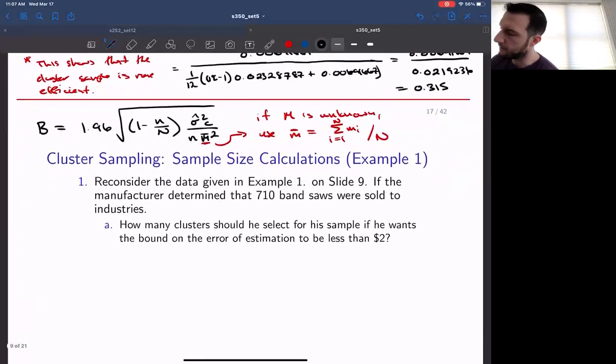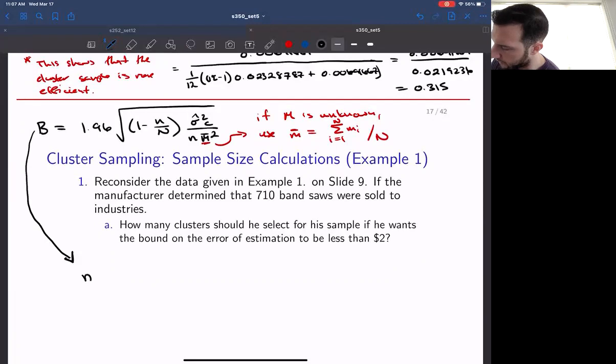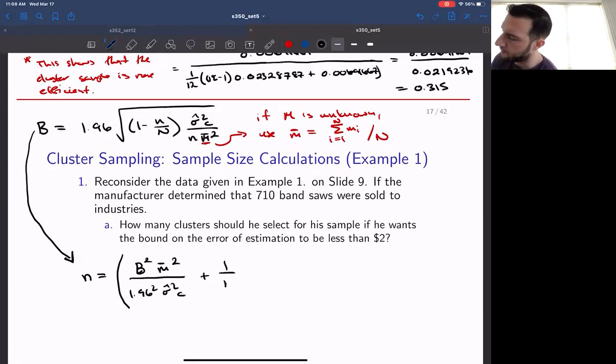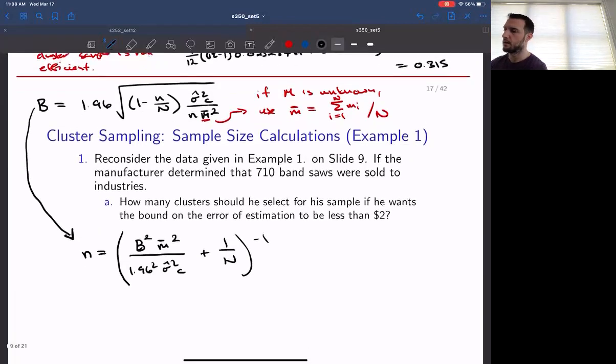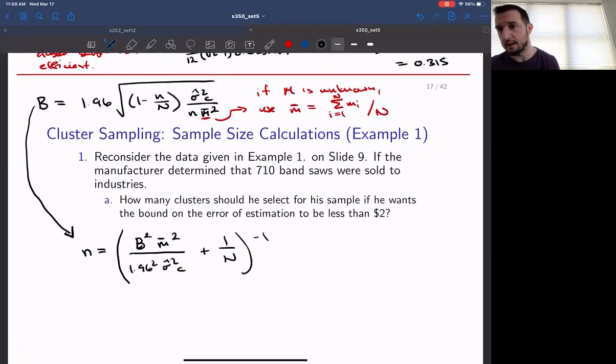All right, so from this, we'll work it out with the example actually. From this, we can show that a little bit of rearrangement gives us a traditional estimate. So we have n is equal to b squared multiplied by m bar squared divided by 1.96 squared times sigma hat squared c plus 1 over n, inverse. Okay, so now let's take this idea and illustrate a calculation for the number of clusters.